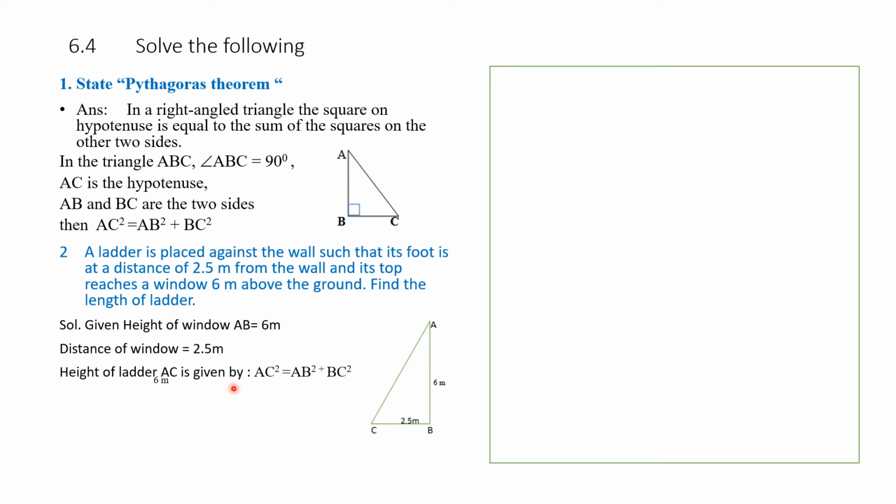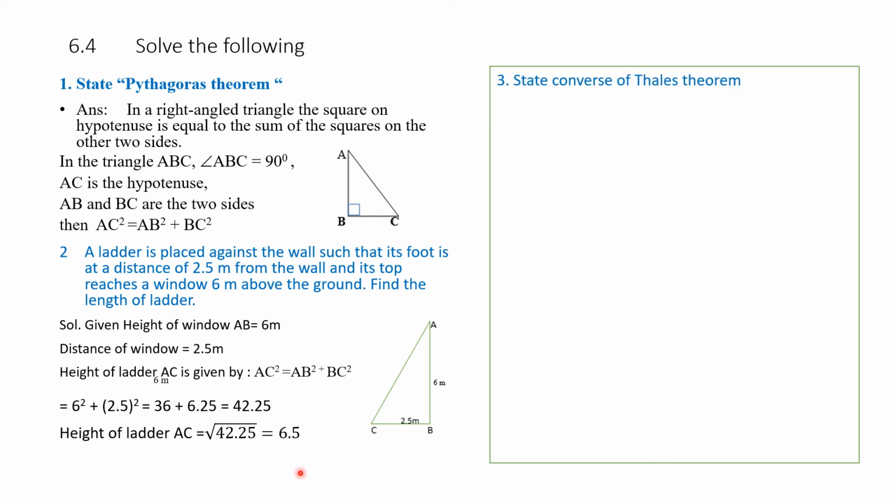The length of the ladder AC is given by AC square is equal to AB square plus BC square, that is 6 square plus 2.5 square, which is 6 into 6, 36, plus 2.5 into 2.5, 6.25, that is equal to 42.25. Taking the square root, AC is equal to the square root of 42.25, that is equal to 6.5.